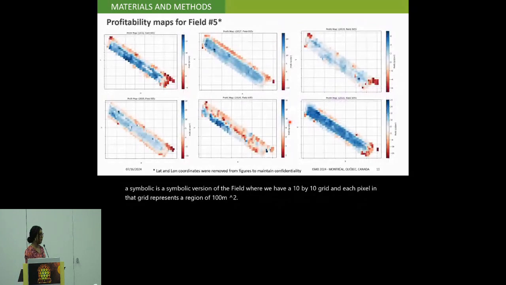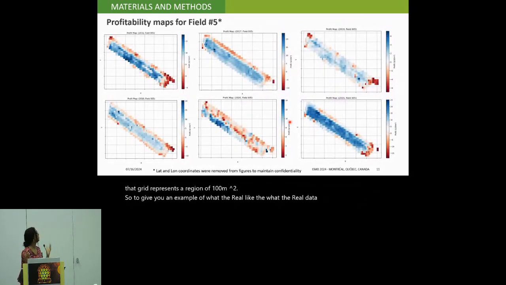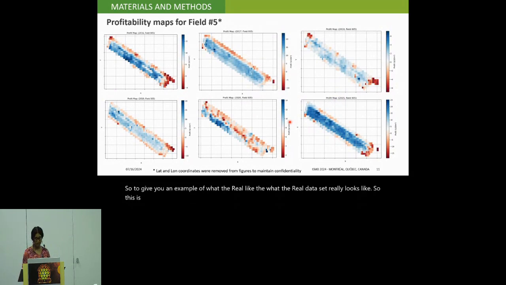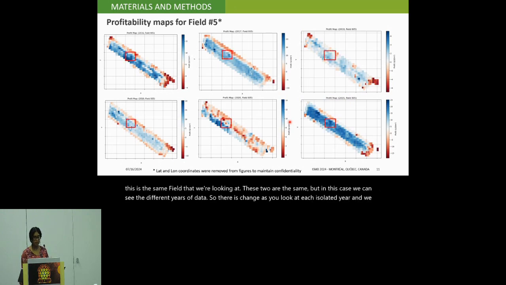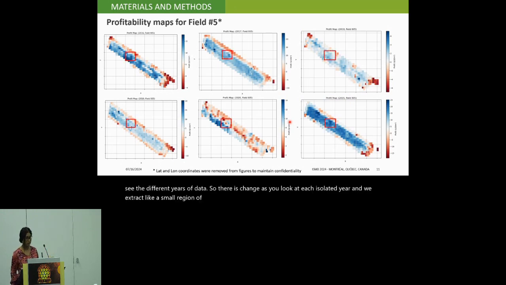To give you an example of what the real data set looks like, this is the same field that we're looking at. These two are the same, but in this case, we can see the different years of data. There is change as you look at each isolated year, and we extract a small region of that to run the algorithm with.